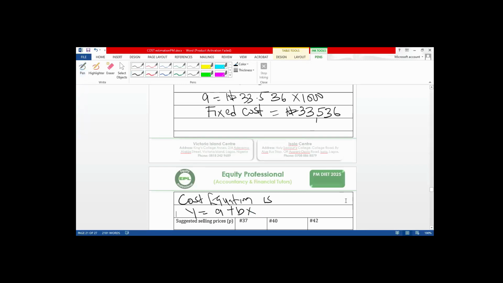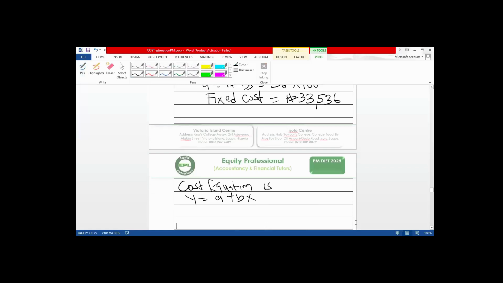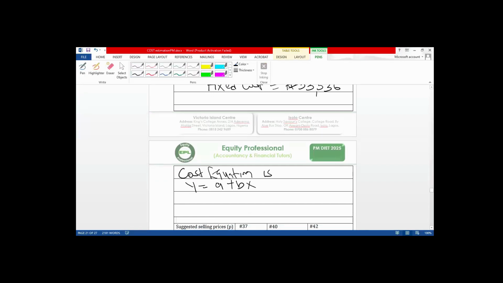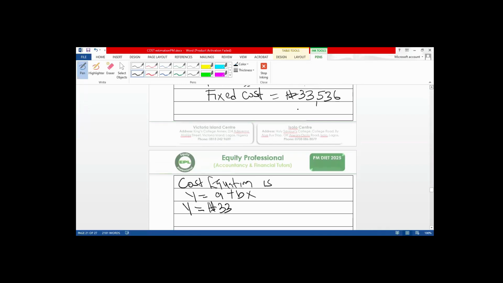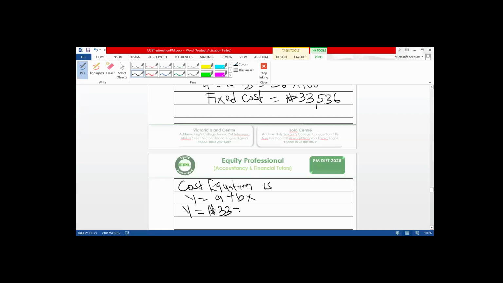Our A now, you can change it now. Y is equal to, A now is 33,536, look at the A, plus our B, which is 25.865x. This is the estimated cost equation.